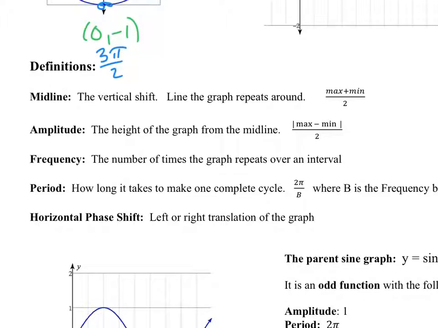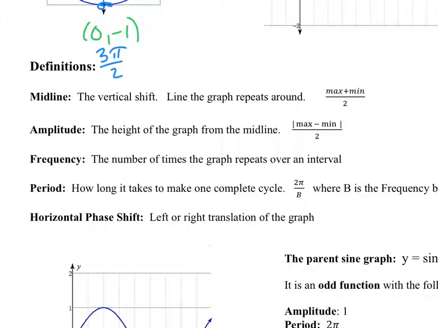Frequency is the number of times a graph repeats over an interval. So if I say between 0 and 2 pi, how many times does the graph repeat? You'll have to count. We'll go over this in more detail.